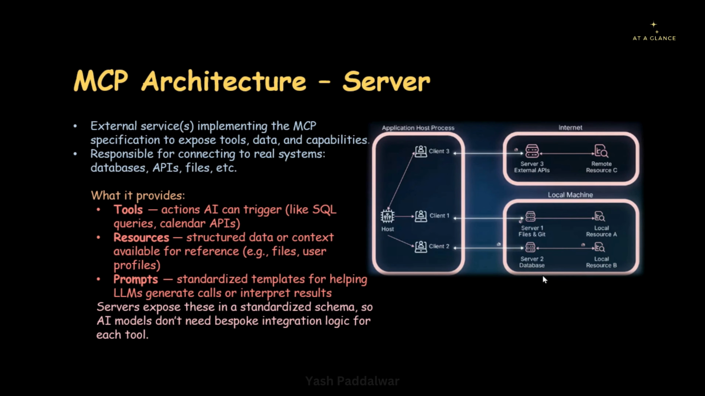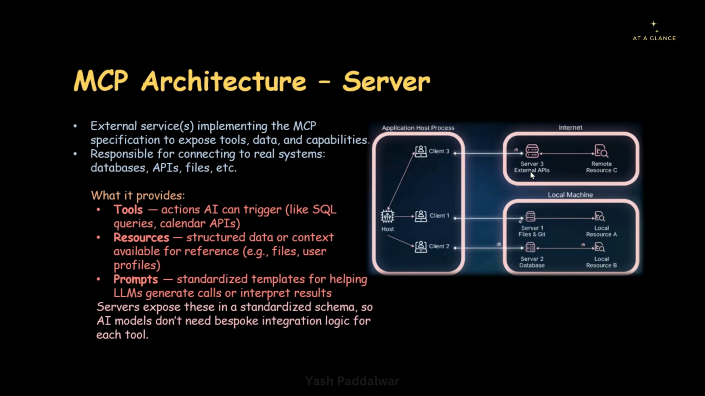So here, if you come to this particular diagram, we have already seen this particular part, host and client. Now, if you look at the right hand side, we have three servers: server 1, server 2, and server 3. Now, a server can be on a local machine also. It can also be on the internet. It can also be in a different location, on different computers also. So here you can see we have server 1 of files and Git. We have server 2 of database, and each of these servers has its own local resources.